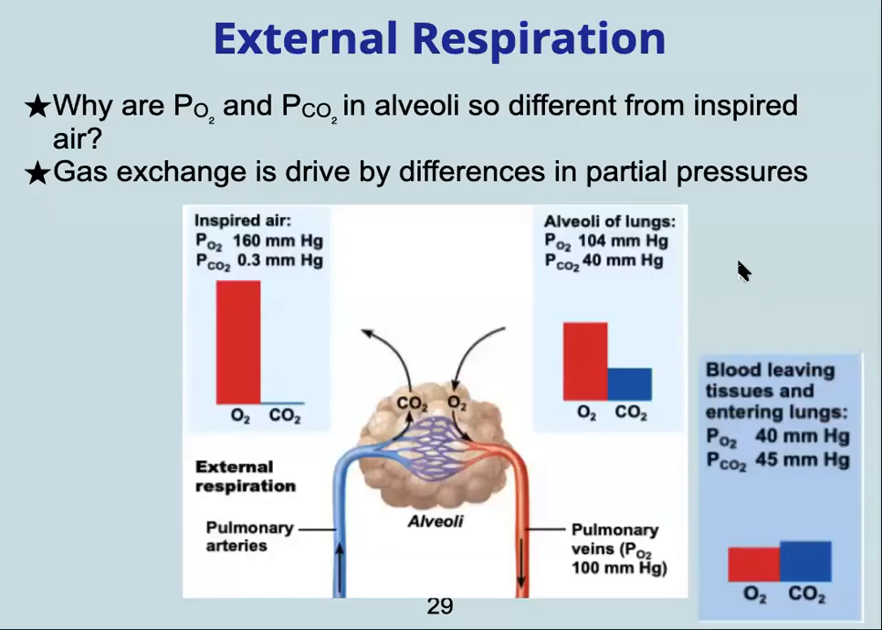You'll also notice that the partial pressure of oxygen within alveoli is 104, while the partial pressure of oxygen in the blood entering the lungs is only 40. Okay. And this steep partial pressure gradient is what drives the movement of oxygen from alveoli into the capillary.